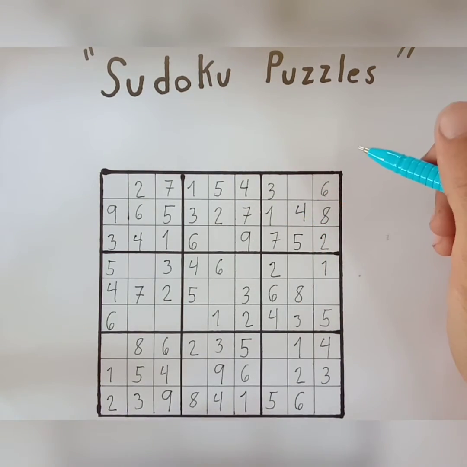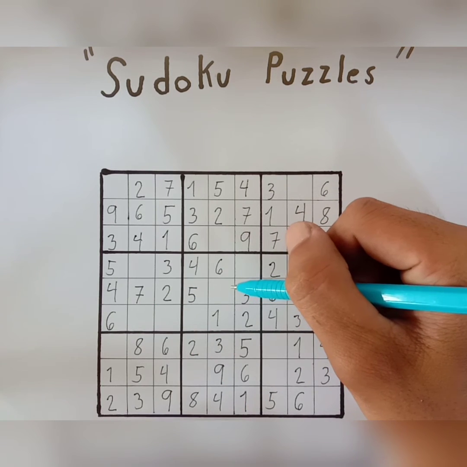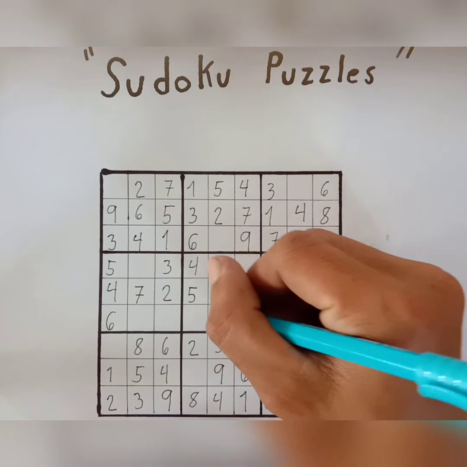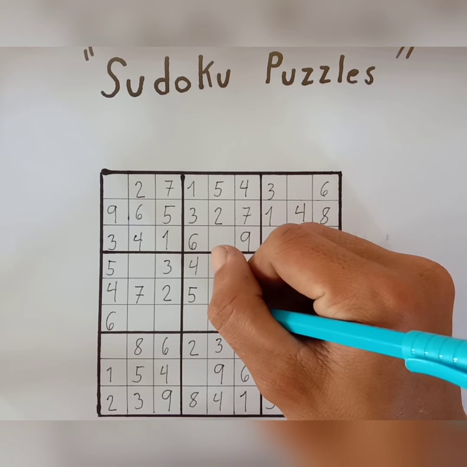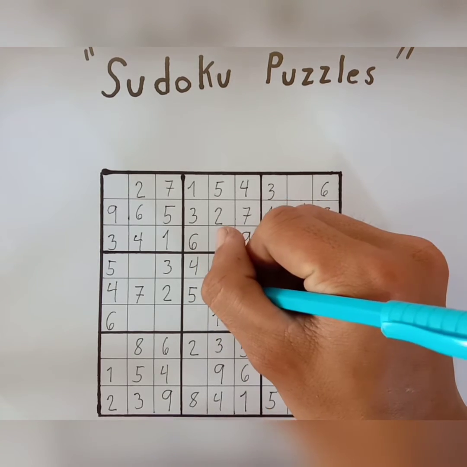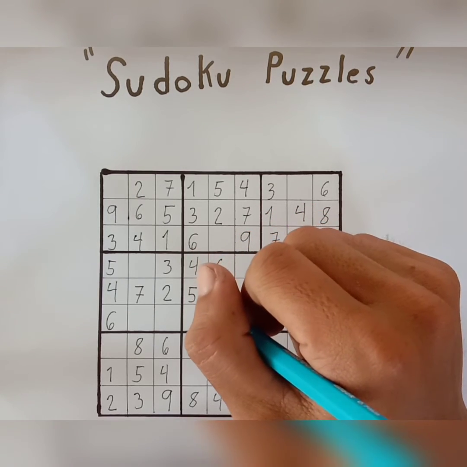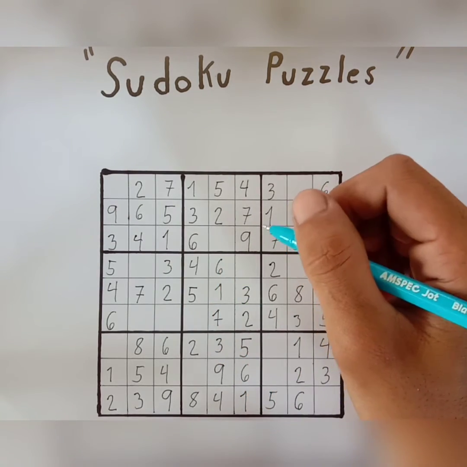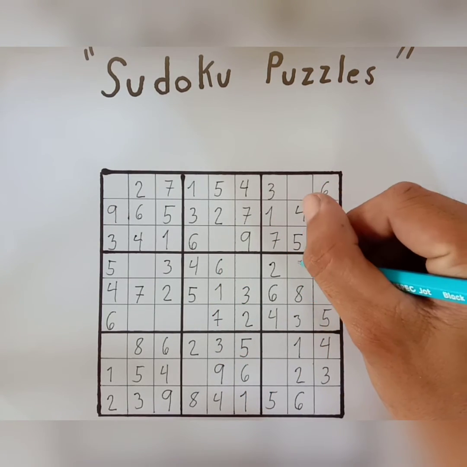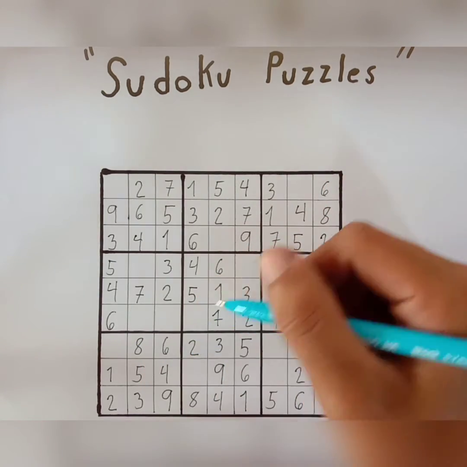Let's proceed to the second row. In the first row, there is number 7. Second, there is none. We can write this number 7 at the center. Oh, there is a missing number 1. There is number 7. In the third row, there is number 7. And let's move on to the third row.